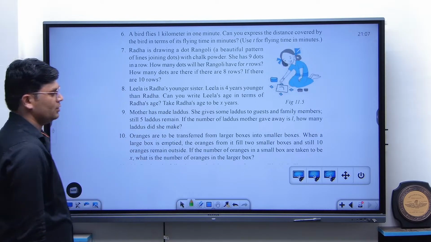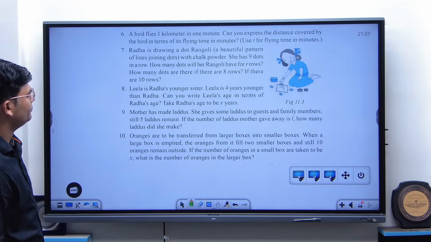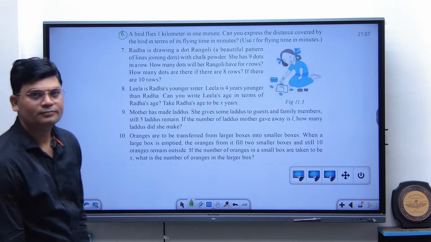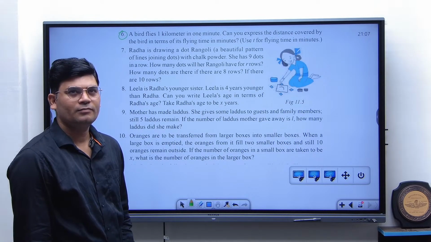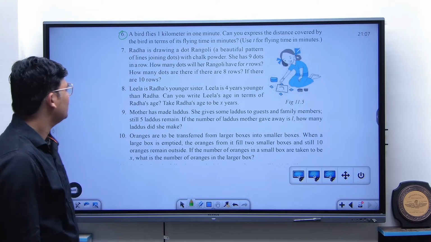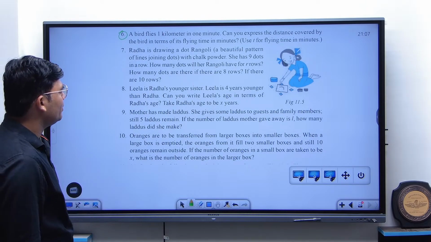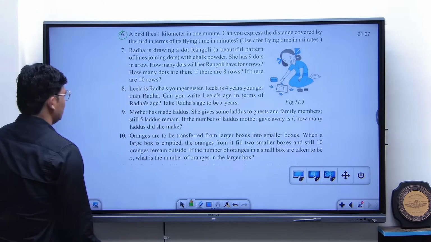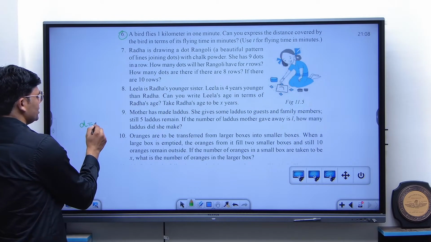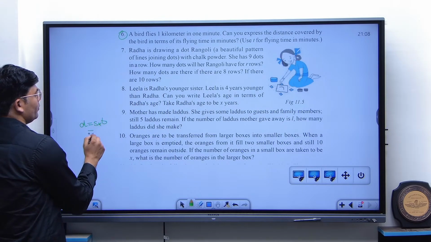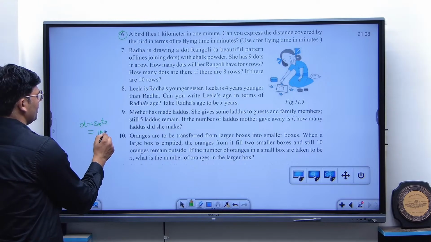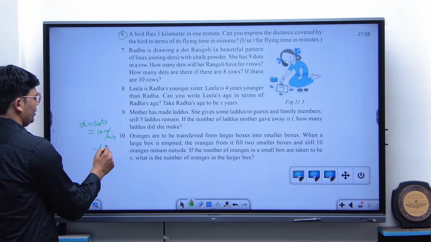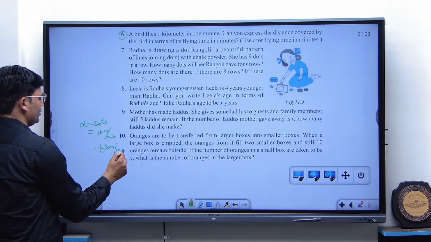Sixth one. 1t, t basically. The bird flies 1 kilometer in 1 minute. Can you express the distance covered by the bird in terms of flying time in minutes? So distance covered is speed times time. So what is the speed? It is 1 km per minute. So it is going to be t kilometer per minute.